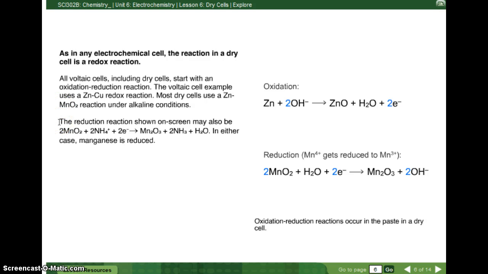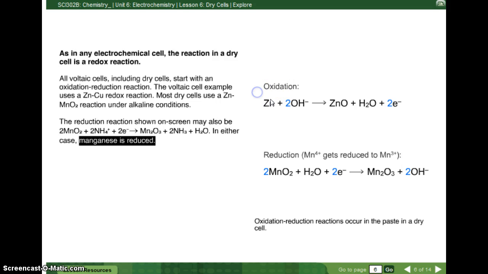The reduction reaction shown on screen may also be 2 molecules of manganese dioxide plus 2 NH4 plus 2 electrons yields, now if you noticed here, we have Mn2O3 plus 2 NH3s plus water. In either case, here's the big idea: manganese is reduced.